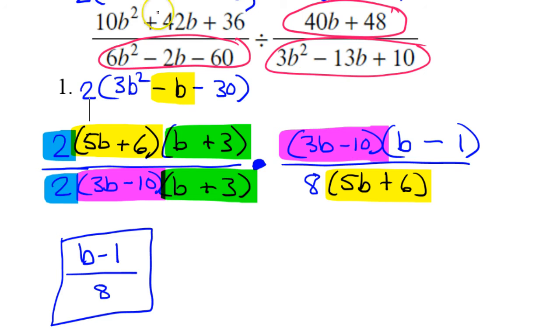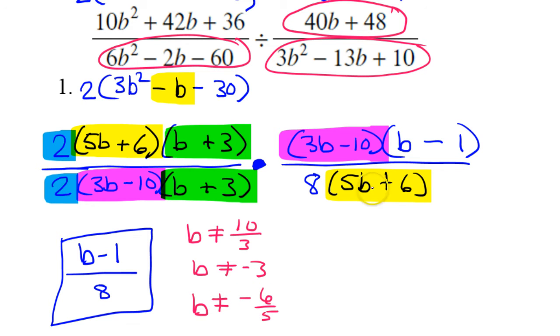All right, so I'm just going to set each of these equal to 0 one at a time. The constant doesn't matter. If I were to set 3b minus 10 equal to 0, that would give me b cannot equal 10 over 3. If I were to set b plus 3 equal to 0, that would give me b cannot equal negative 3. Okay, now if I set 5b plus 6 equal to 0, that would tell me that b cannot equal negative 6 over 5.